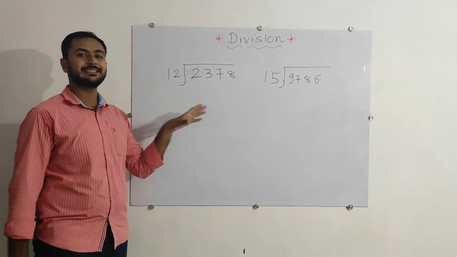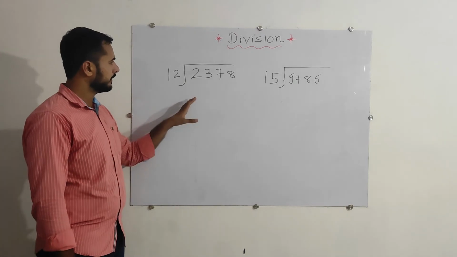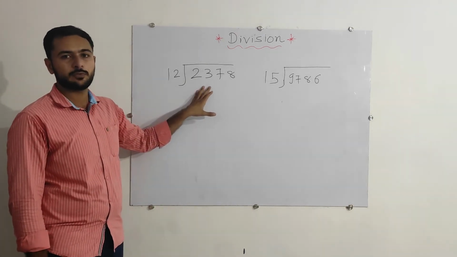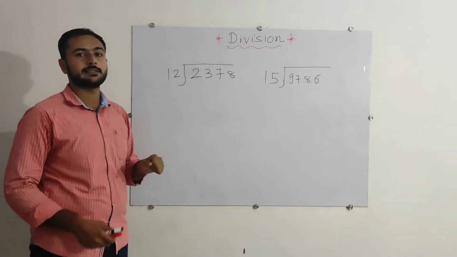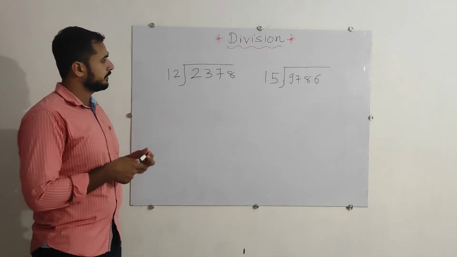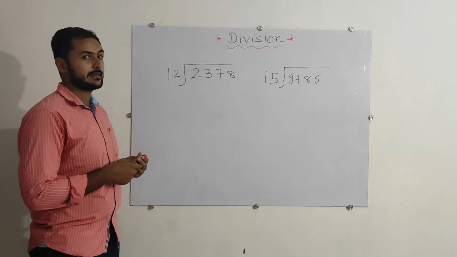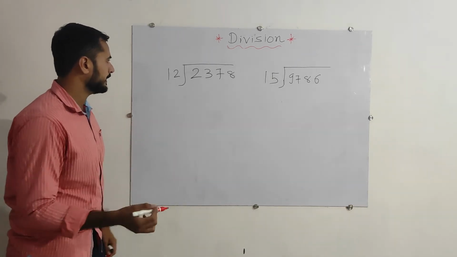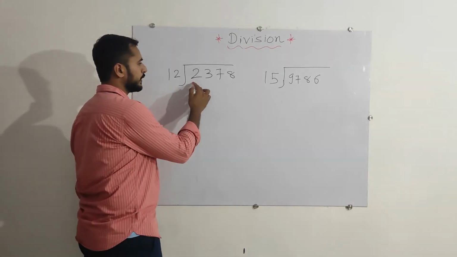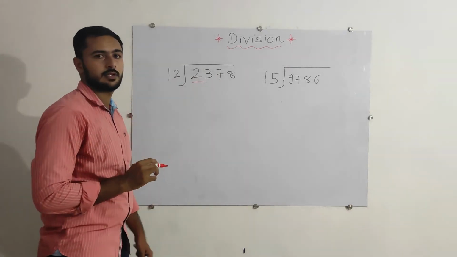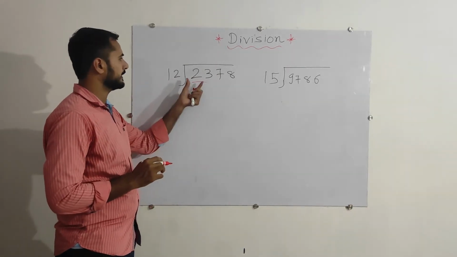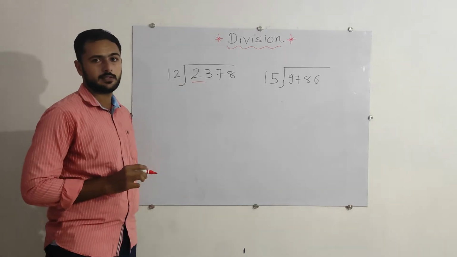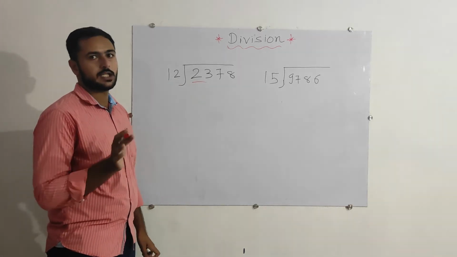Now division of 4-digit by 2-digit numbers. Here as the dividend we have a 4-digit number and as the divisor we have a 2-digit number. In the dividend we have 2, 3, 7, 8 and the divisor is 12. How will we start? Here first of all we see the first two numbers. Now identify whether the given number is smaller than 12 or bigger than 12. That's bigger than 12. Okay, so no issue.